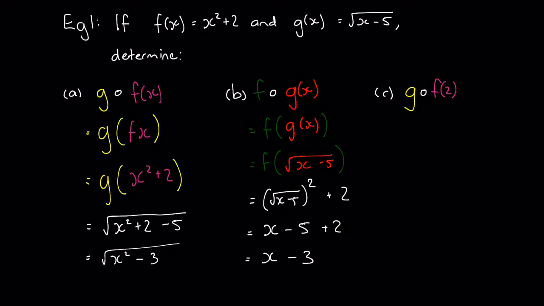Okay, so what I mean by that is recognize that in question A, we had g of f of x. Now this follows the same format in C, g of f of 2, which means that we've already shown that g of f of x, the composition, is the square root of x squared minus 3. So for C, the composition is actually the square root of x squared minus 3, but in this case, x is 2. So we can straight away substitute the 2 into x, and that gives us the square root of 4 minus 3, which is the square root of 1, which is also equal to 1.